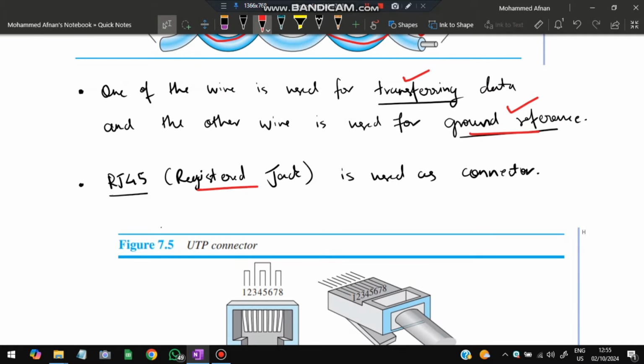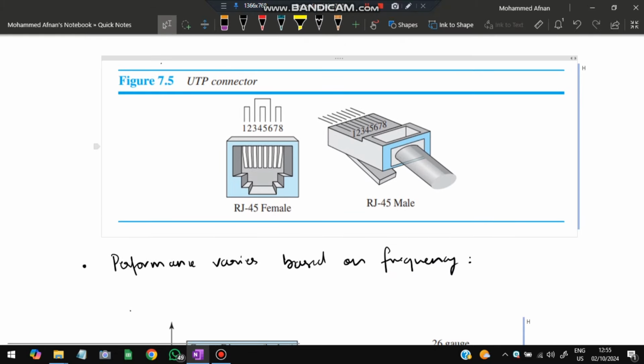Okay. And what is the connector used here? RJ45, which is a registered jack. You might have seen when you plug the projector into the laptop, at that time this kind of thing will be pressed from here, and you'll be entering here in the RJ45, right? So that is a UTP connector.